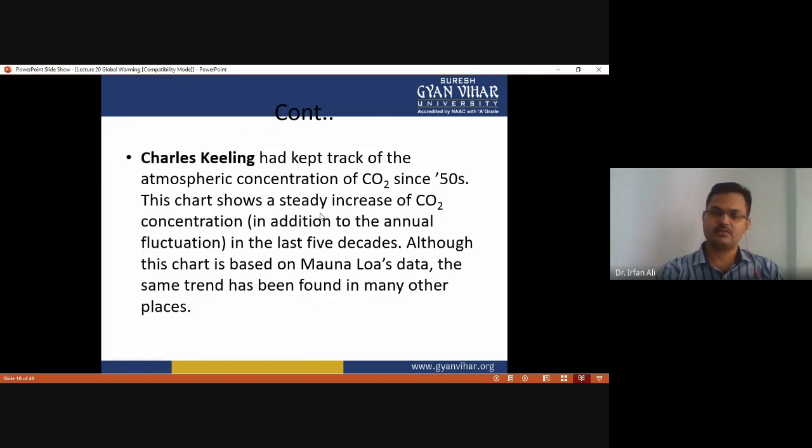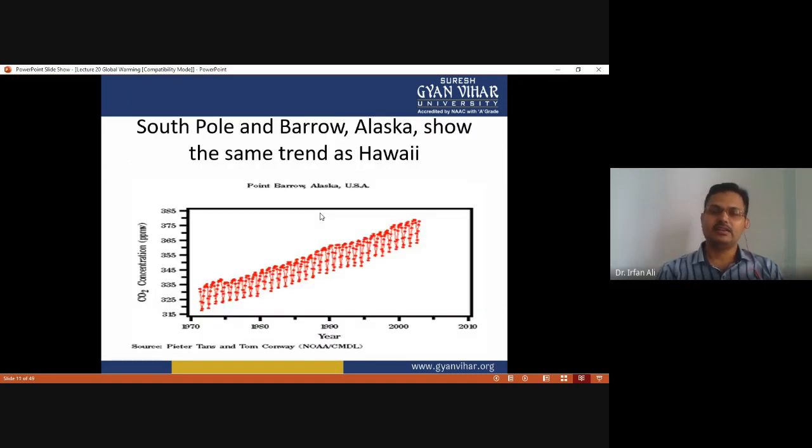And this is another study that shows the trend at the South Pole and Barrow, Alaska, and these locations show the same trend as Hawaii. Here also it can be seen that the concentration of carbon dioxide has continuously increased over time.